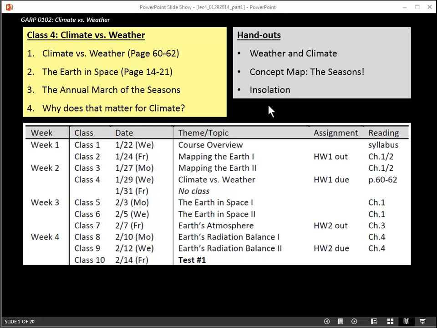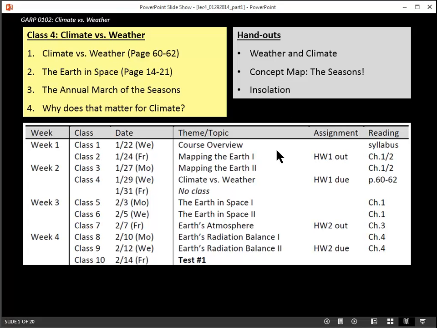The handouts for today, you have them. Otherwise, they're also on our course webpage. There's a handout on weather and climate. There's a concept map, how seasons work, and then there's a graph called insolation.